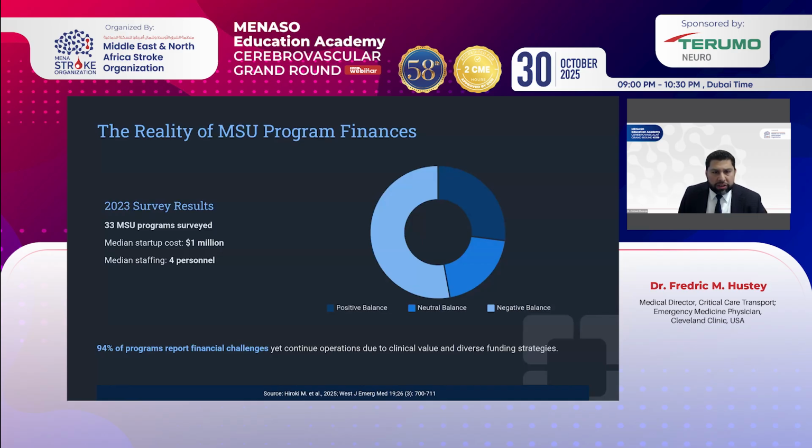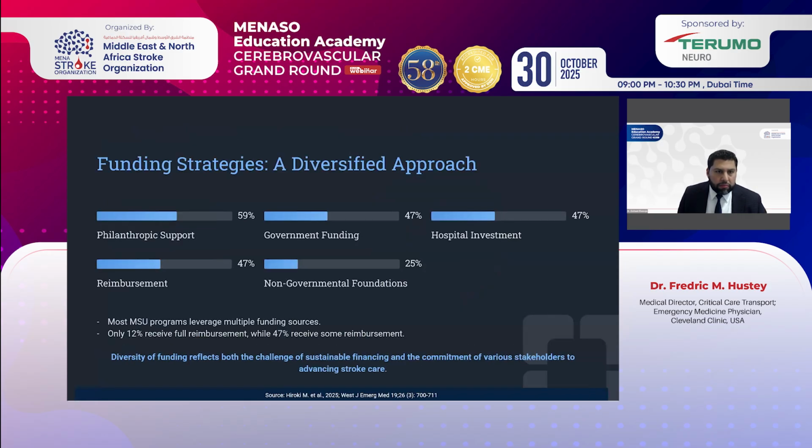A very small percentage, again, were neutral, and then you had a small proportion that was positive. So most programs, unfortunately, were losing money. And 94% of the programs reported financial challenges, but continued operations just because of the clinical value and their ability to pull funding from other areas.